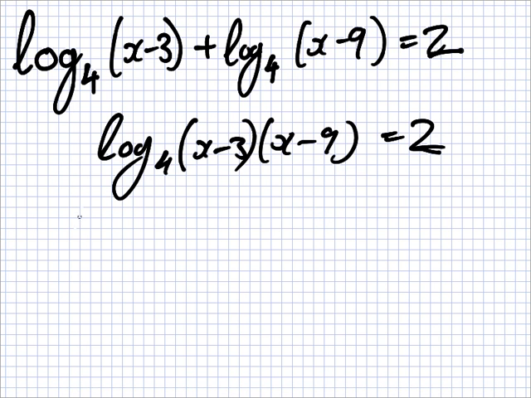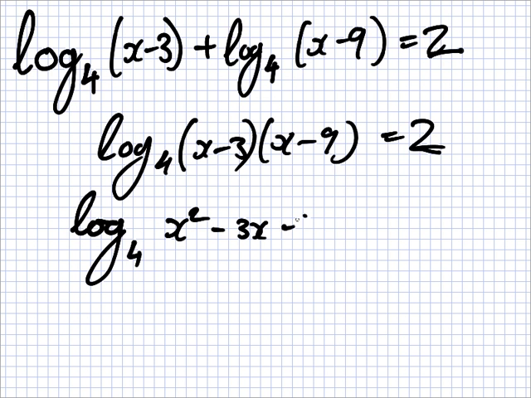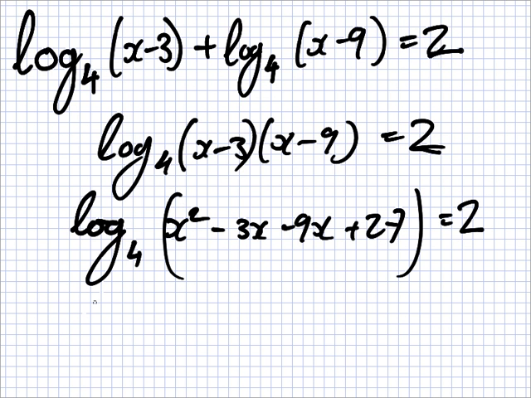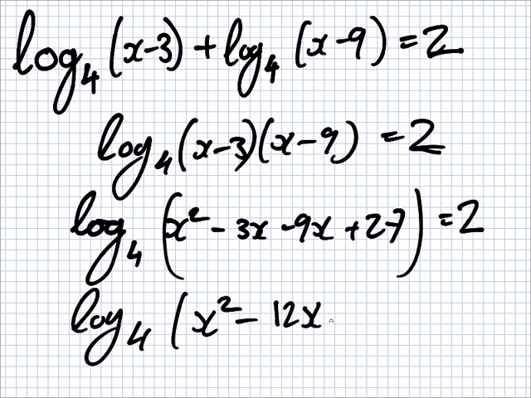Okay, so what shall we do next? Yeah, simplify, multiply out the 2 brackets. So you'll get x squared minus 3x minus 9x plus 27 equals 2. So that means log base 4 of x squared minus 12x plus 27 equals 2. Now, how do we get rid of the log, or what can we do next to simplify this? See, the problem is we don't have a log on the other side to cancel, do we?